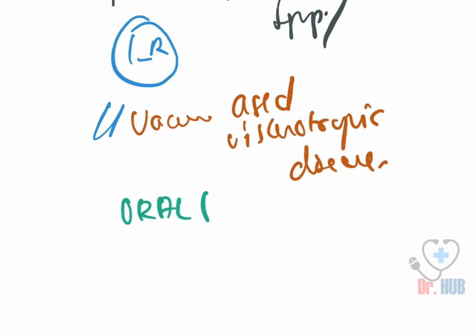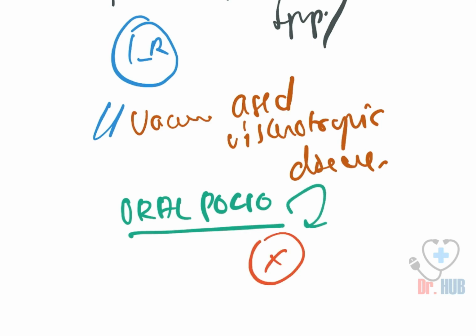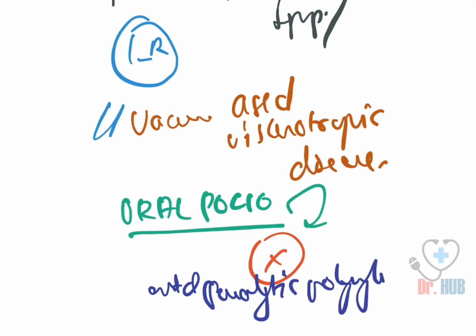Then we look at the oral polio. So what is the oral polio? So the adverse effect, mainly there are no adverse effects, and if at all it is there, it can be due to the associated paralytic poliomyelitis.